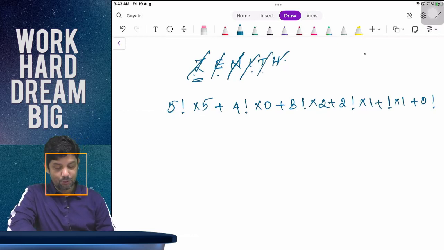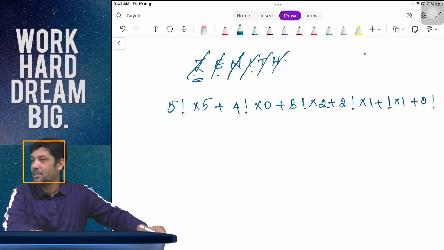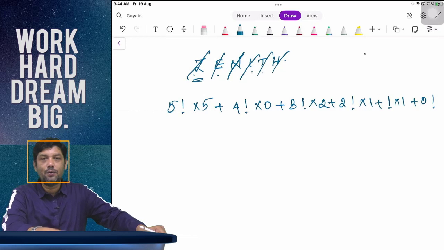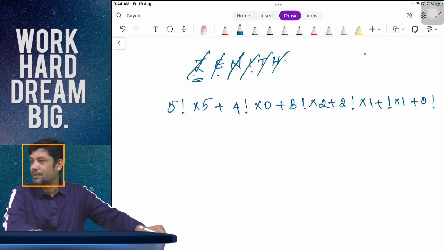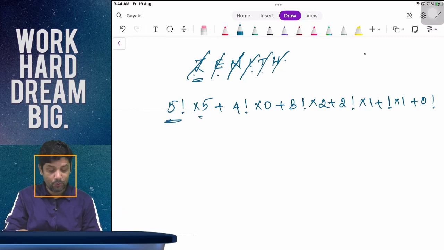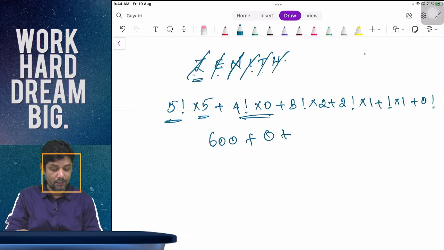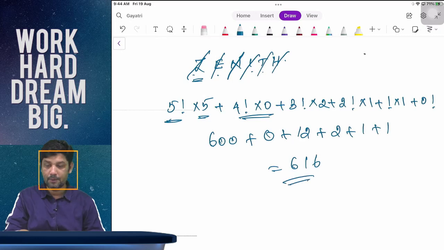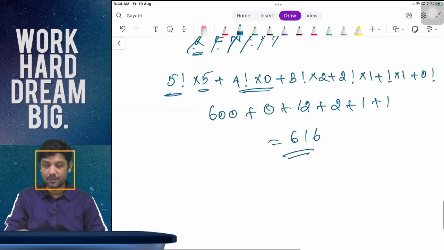Last one is, as usual, 0 factorial. What is 0 factorial? 1. Over. I mixed the actual method and the trick, na? That's what got confused. Now look at this. 120 into 5. This is 0. 6 into 2, 12. 2, 1. Six plus 1, 616. Am I right, my dear? Shortcut is very easy.